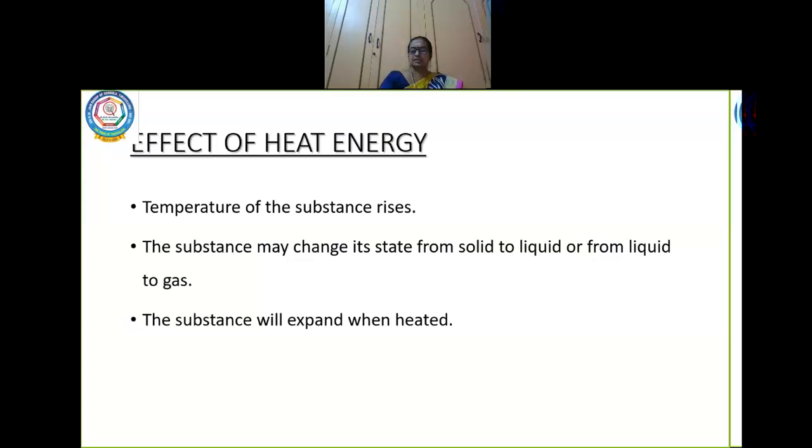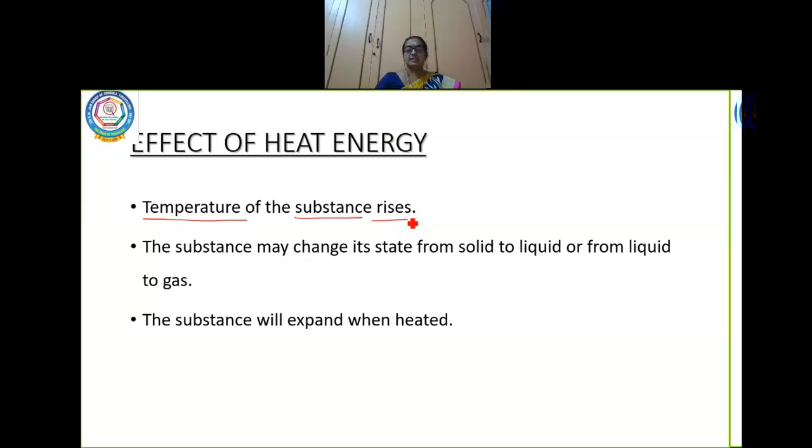So the first thing is, what happens to the temperature? The temperature of the body or the temperature of the substance rises. Whenever you want to heat milk, as soon as you keep it on the stove, immediately what happens to the temperature of the substance, which is milk? It starts rising up. So as soon as you give heat energy to a substance, the first thing is that the temperature of the substance rises.